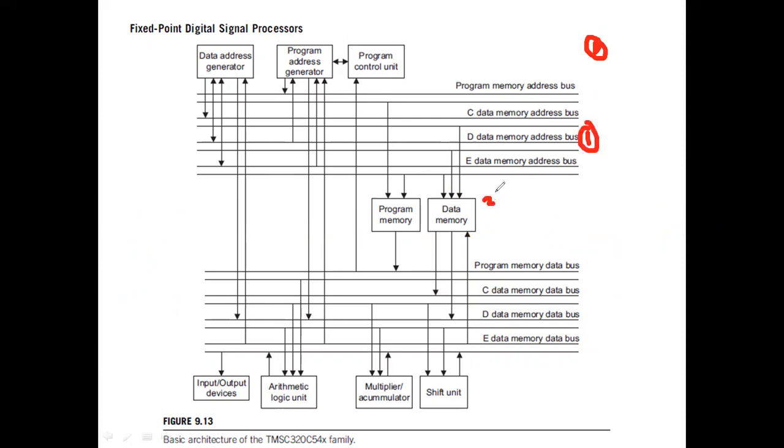Second point was this particular thing, having a separate program memory and data memory rather than a Von Neumann architecture where everything was together, a jugaad sort of thing. Then the other thing that we can see here is the ALU. There is a conventional ALU. Other than that, there is something called a data address generator and something called a program address generator.